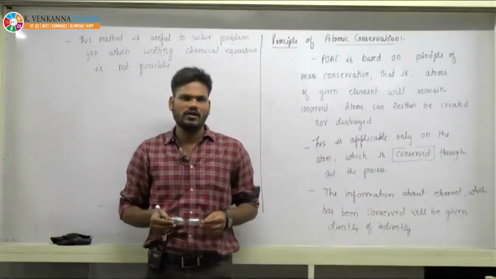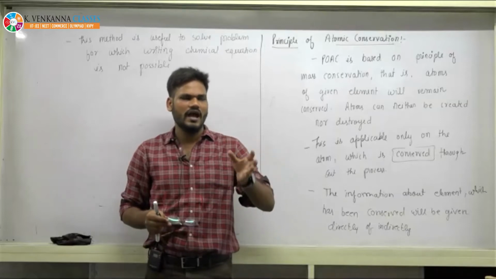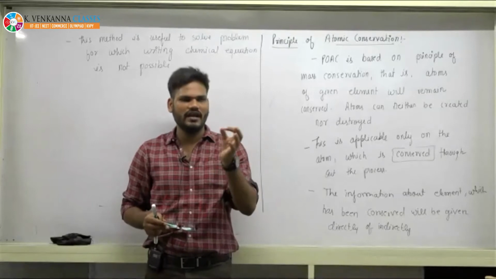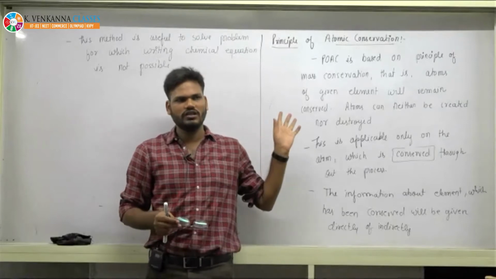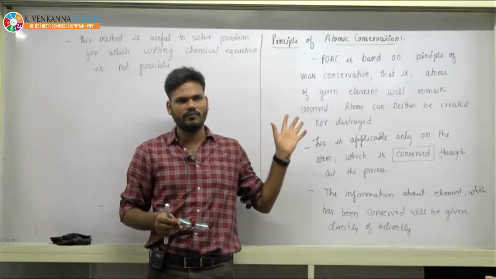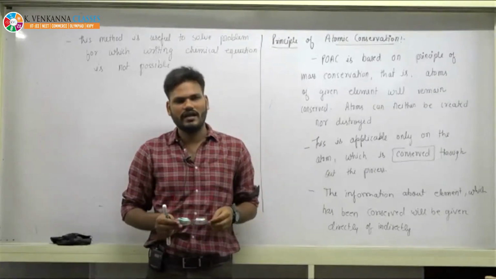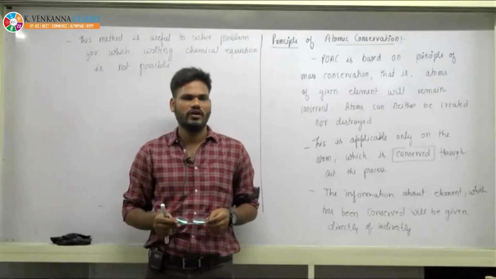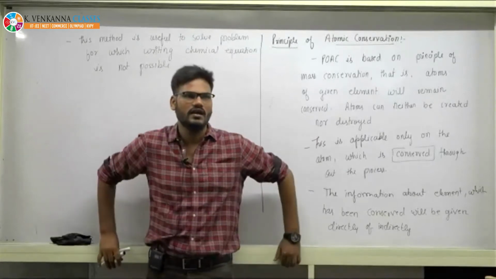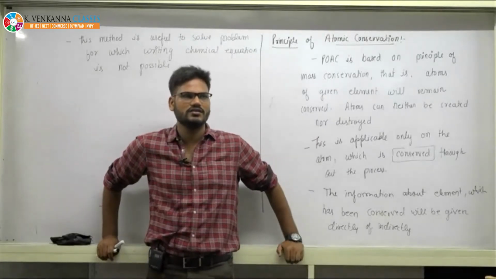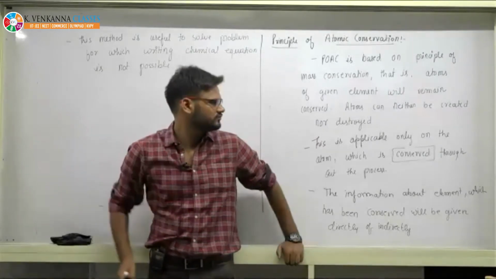All the steps of a given process, but you will be knowing that we have used 12 grams of carbon, and at the end of the process we are not having even a single atom of carbon. So that problem can be solved using POAC, and you can conserve the carbon atoms. You have used 12 grams of carbon, and at the end of the process, there is no atom left of carbon, right?